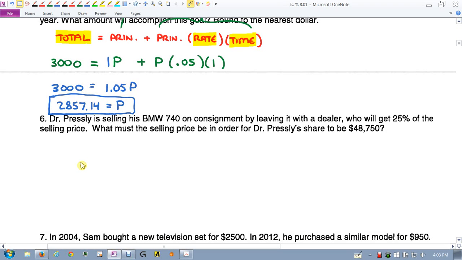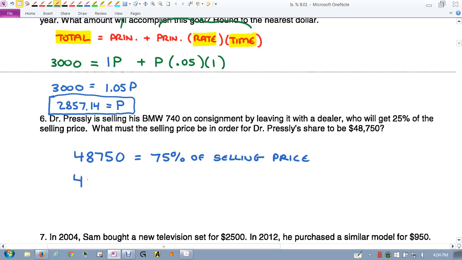It's like the shirt sale, yes, with a 20% off. What we have here is that the 48,750 is equal to 75% of the selling price. Can everyone interpret it that way? The dealer is going to get 25%, which means Dr. Presley is going to get 75%. The 48,750 represents the 75% he wants.